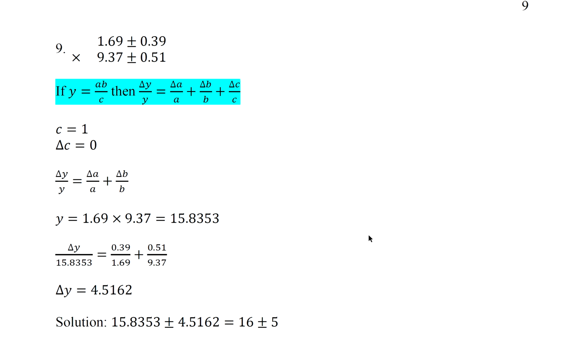Question 9, we're multiplying uncertainties again. So c is going to be equal to 1, delta c is 0. Step 1, solve for y. Step 2, plug in everything in the blue equation to solve for delta y.